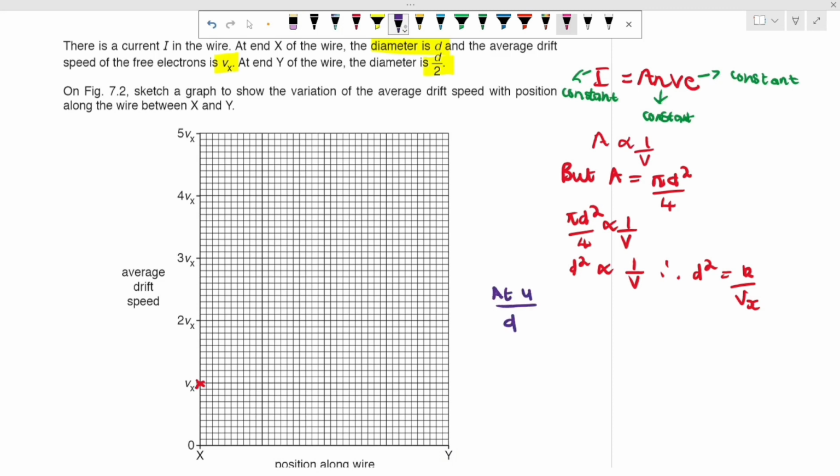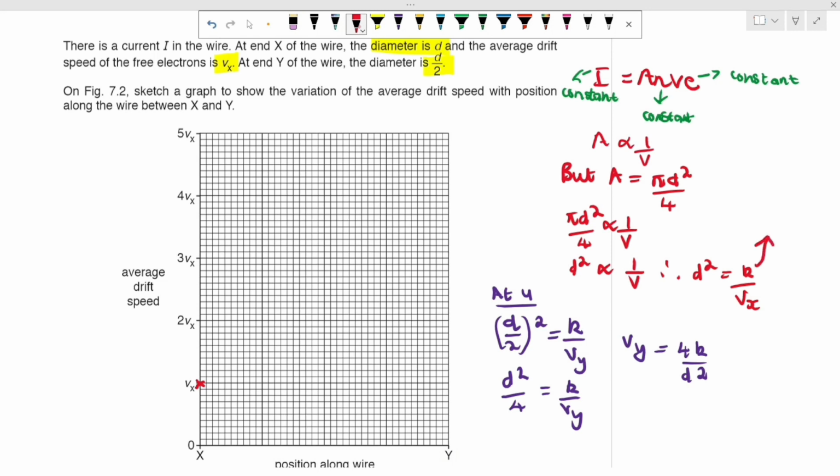At y, I have d over 2, all of that squared, being equivalent to k over vy. That's what I want to find. So here I have d squared over 4 equivalent to k over vy. If I multiply both sides, my vy is equal to 4k over d squared. But if you look at this, your vx is essentially just k over d squared. Then here I have 4k over d squared, so it means that your vy will actually be 4 times vx.